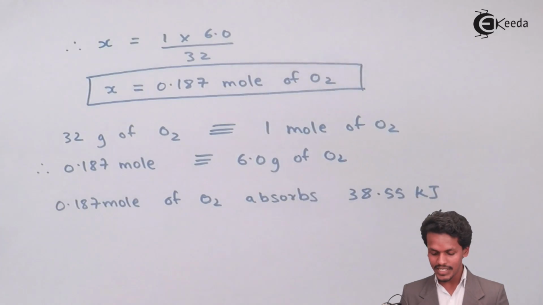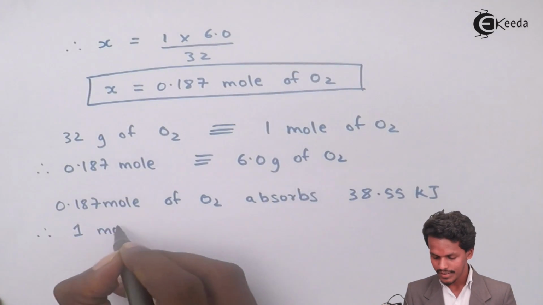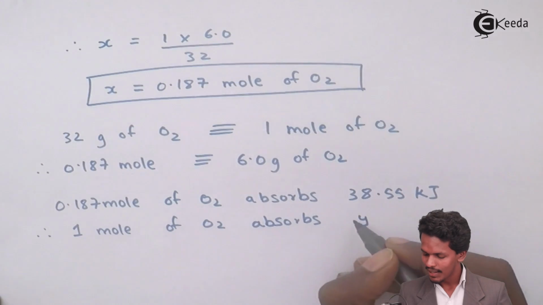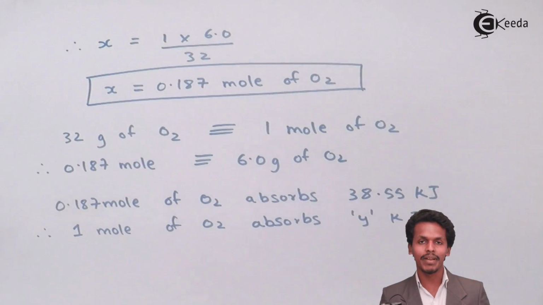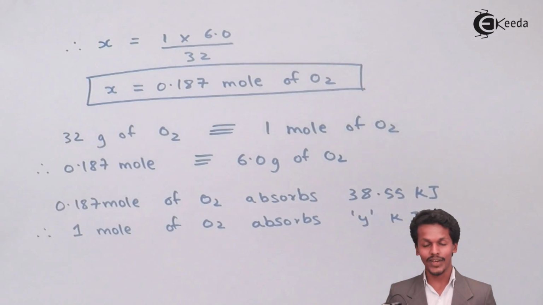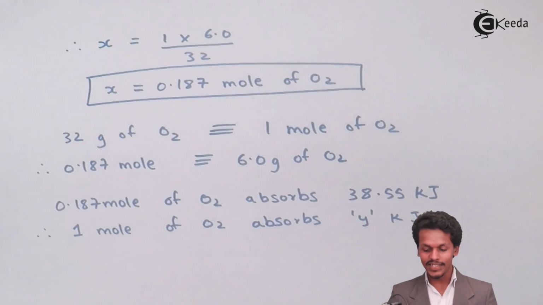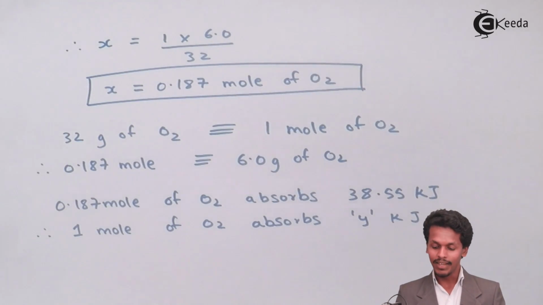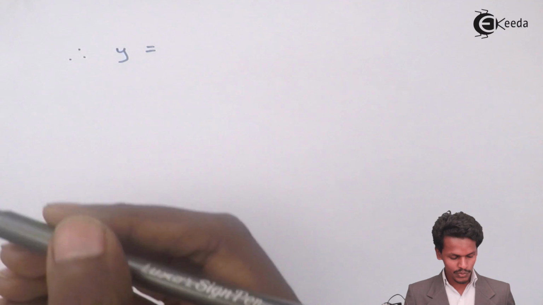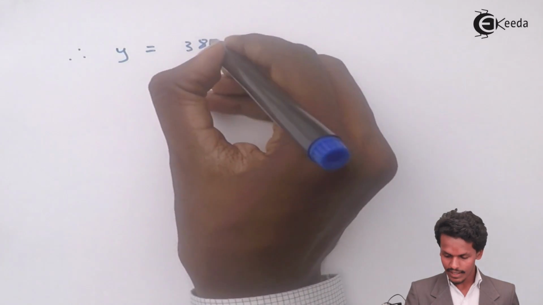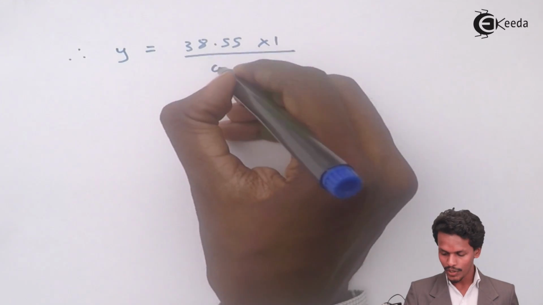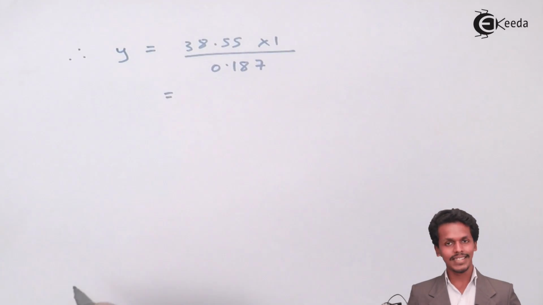So what would be the heat absorbed for 1 mole? It would be very easy to calculate. 1 mole of oxygen absorbs Y kilojoule. Again we have to do a cross multiplication. Initially I took the unknown as X, and now I am taking it as Y, so it is easy to differentiate. So Y equals 38.55 into 1, the whole divided by 0.187. Let us see what answer we get.